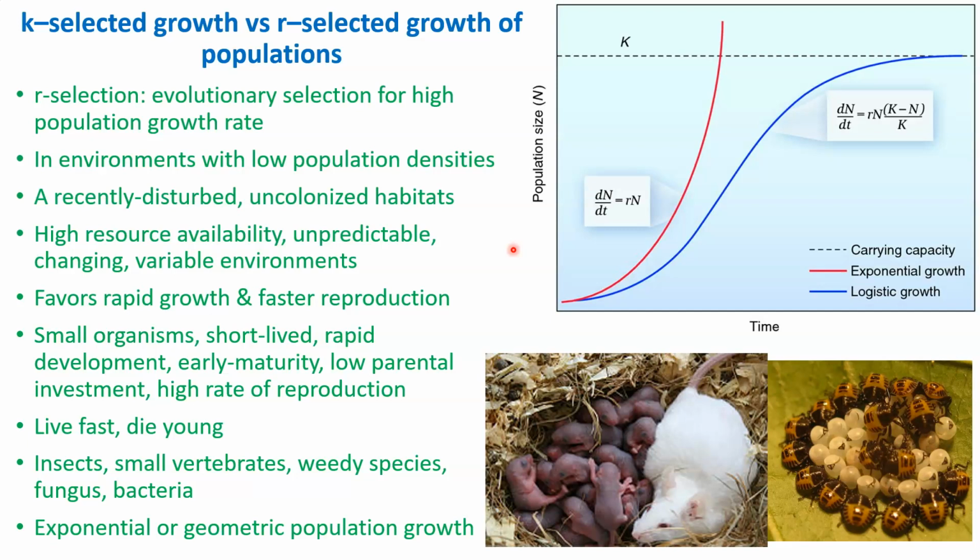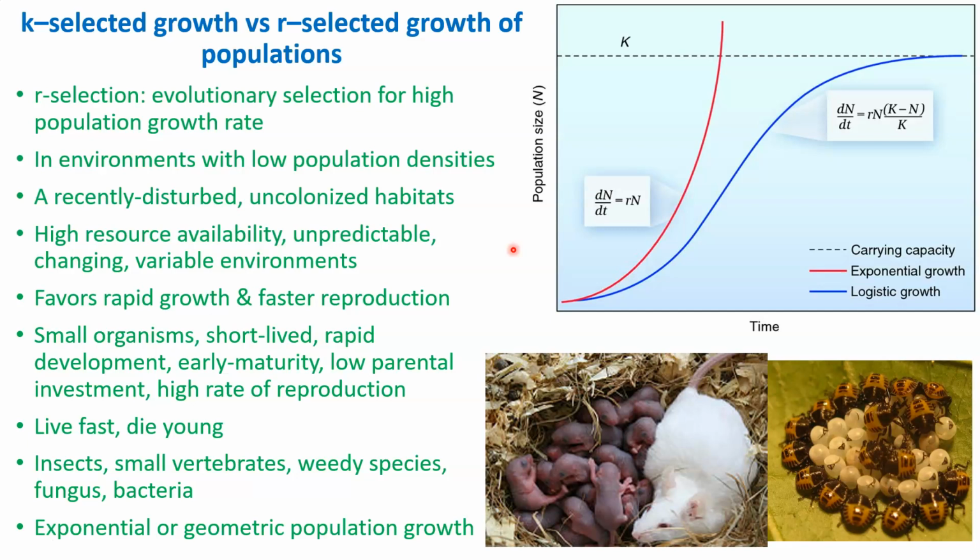So the motto for these guys is: live fast, finish your life cycle as fast as possible, and die young. Think about running so fast that you exhaust all your energy, and then you die very early in your life. Live fast, die young is the motto for r selected species.